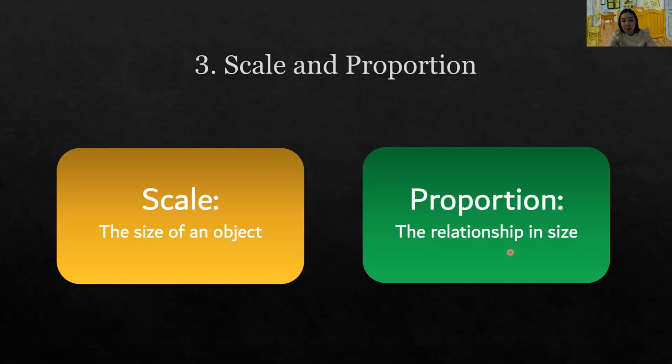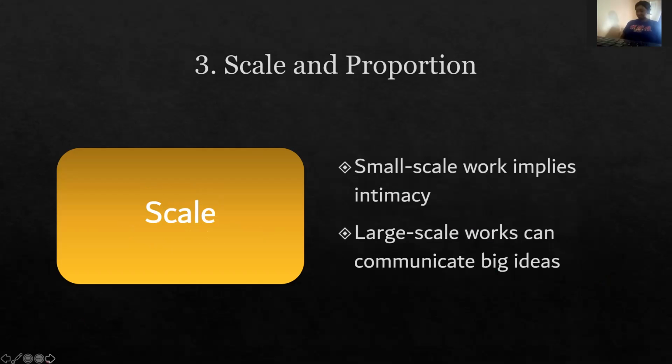So scale and proportion both have to do with size. So the scale of a work of art communicates ideas. Small scale pieces force viewers to come in close to experience the artwork. A small scale work implies intimacy. Large scale works can be experienced by groups of viewers and usually communicate big ideas directed at a large audience.